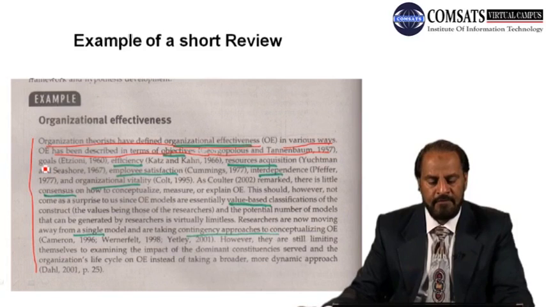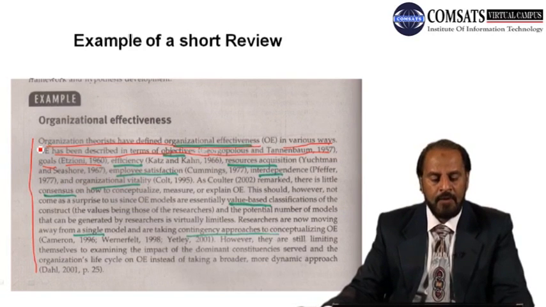Goals, that's another way of defining organizational effectiveness by this author in 1960. Efficiency by another author in 1966, and resource acquisition by these authors. So here he is basically trying to identify the different definitions, or the different concepts, which have been considered for the term organizational effectiveness by the different authors.